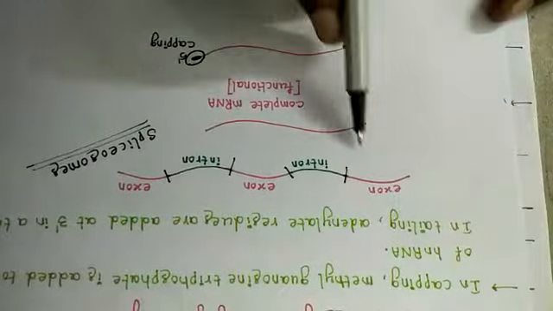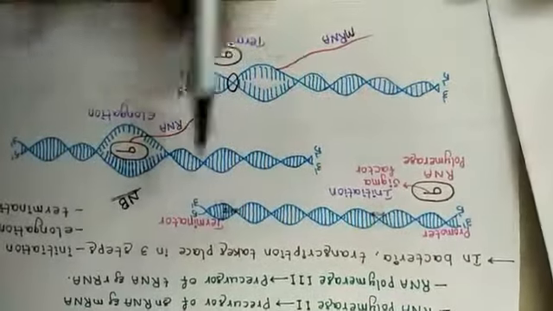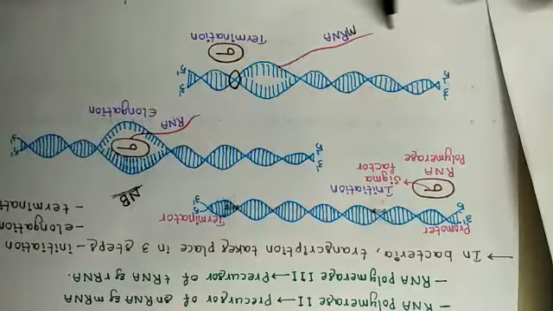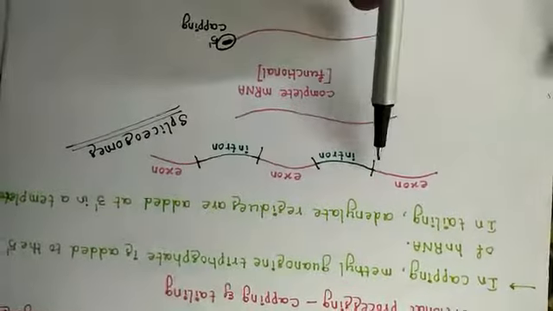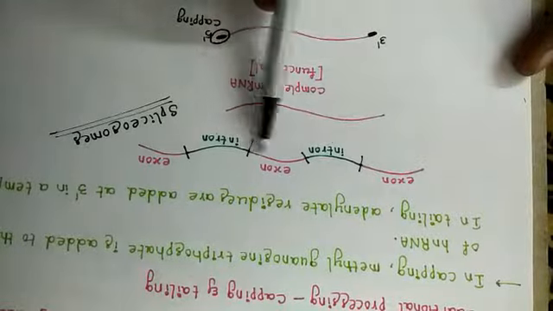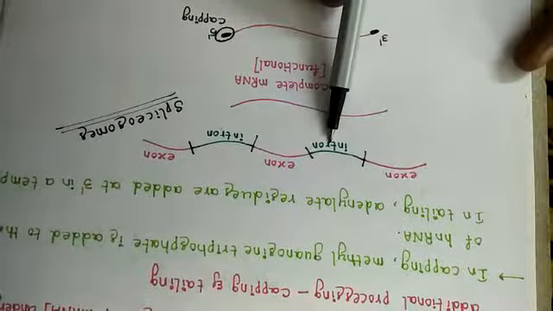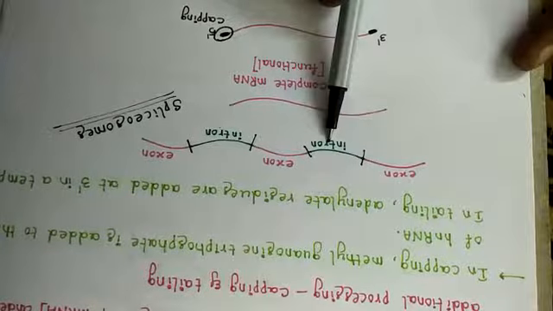If you see, this is the newly synthesized mRNA. This newly synthesized mRNA consists of exons and introns. Here the exons are expressing sequences, introns are non-functional or interrupting sequences.